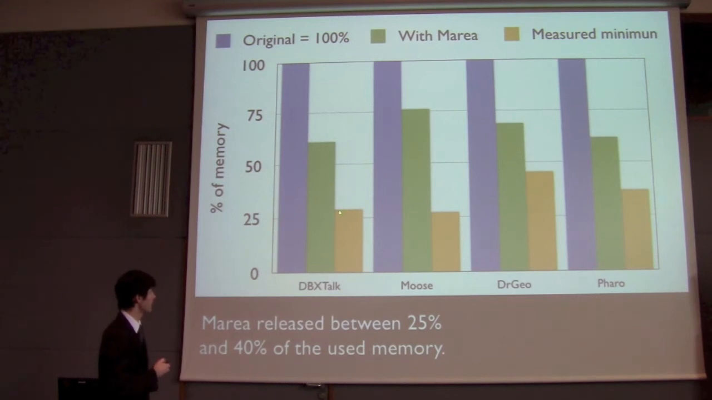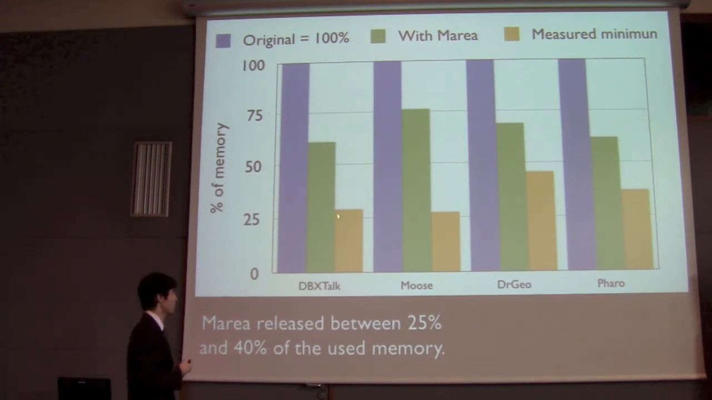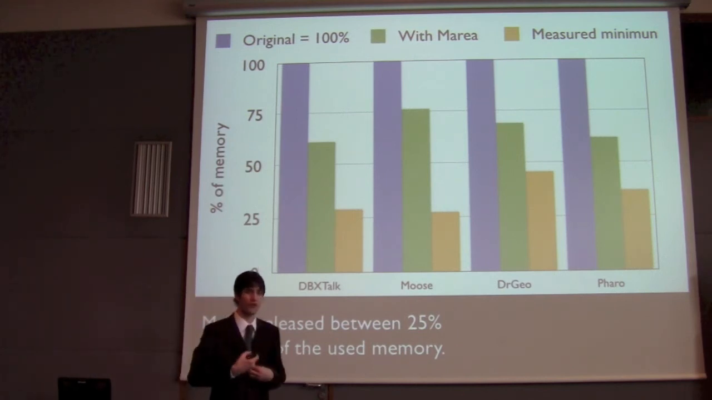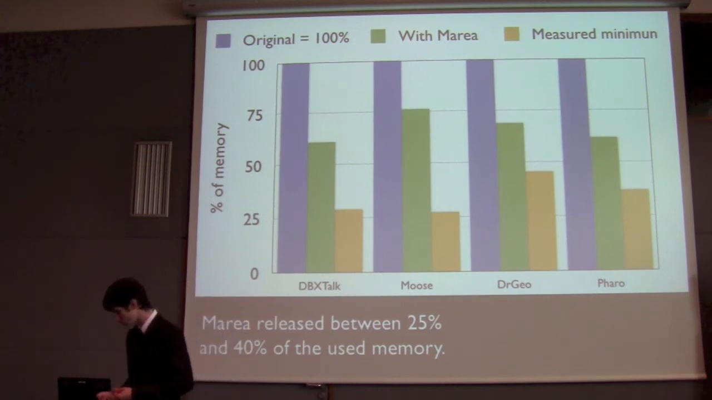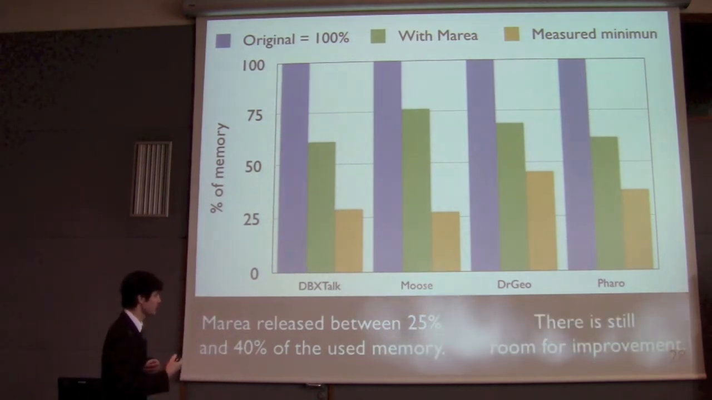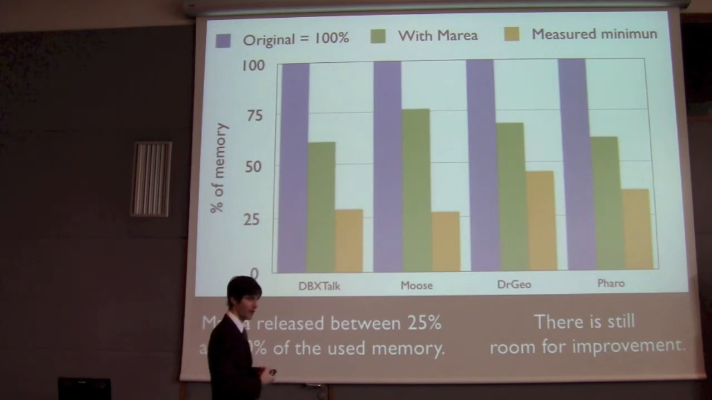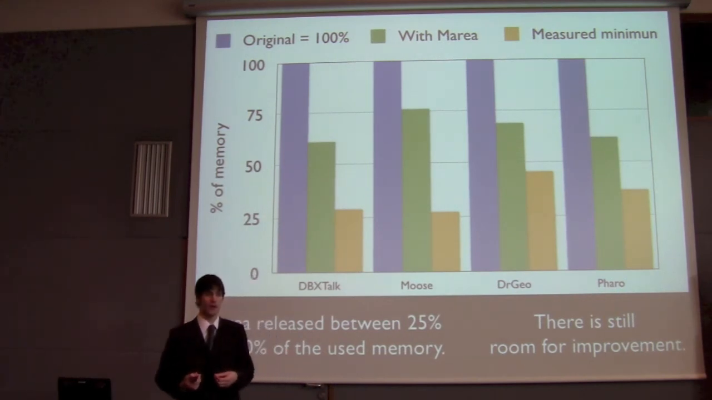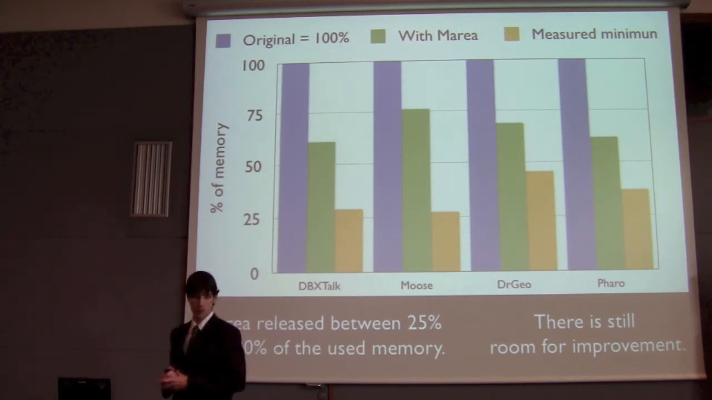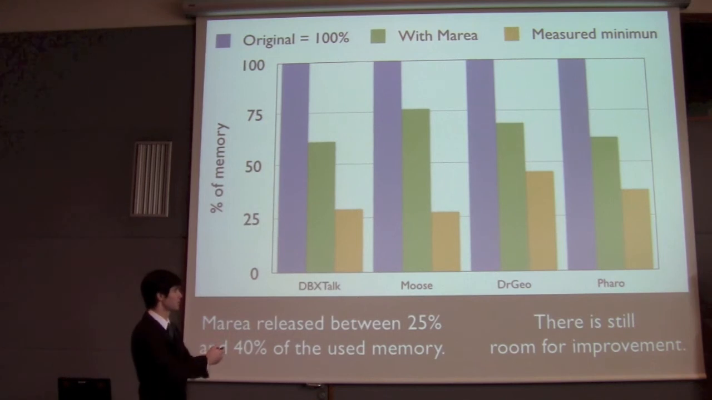So why can't the green be as low as the yellow? Well, because it depends on the object graph that we choose as the swapping unit. So the second conclusion is that there is still room for improvement, and with certain knowledge from the application developer, we may be able to get even better results. And I will show you later that we have already started to work on this.